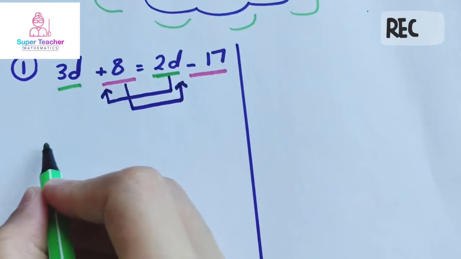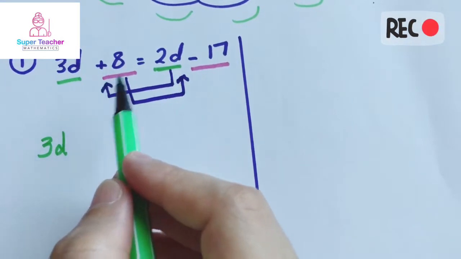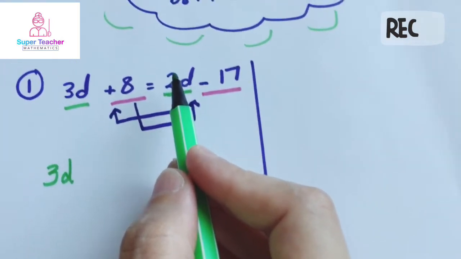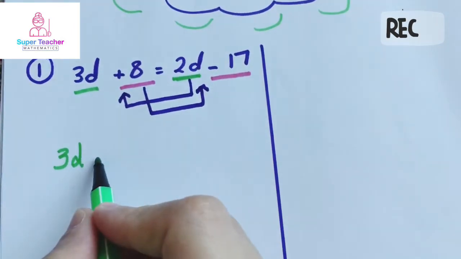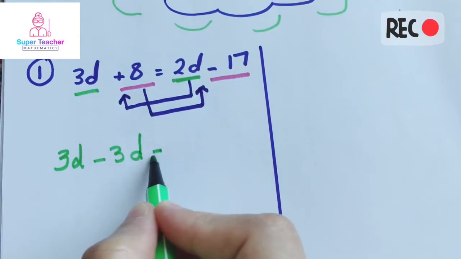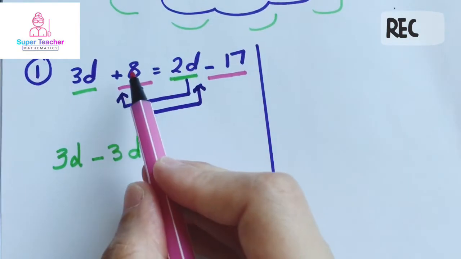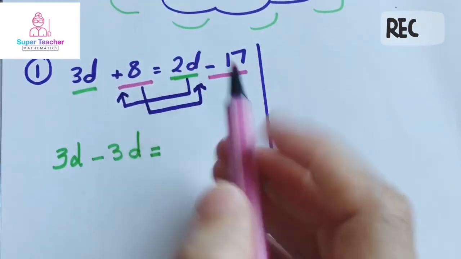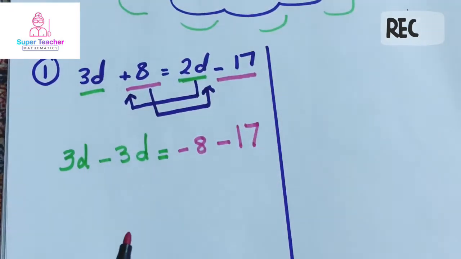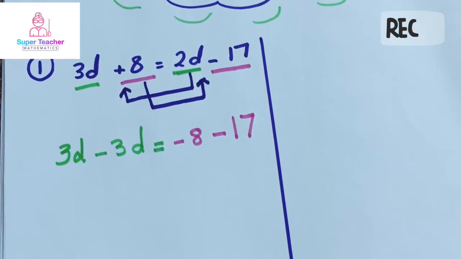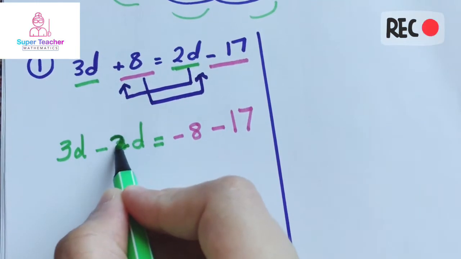So 3d, what will come to the 3d? The 2d will come to the 3d, but 2d is positive. When you move the positive over the equal it will be negative, so it will be negative 2d. Now the other side: the plus 8 will move here, it will be negative 8, and the negative 17 is already in its place, I didn't move it. Sorry, here it's 2d not 3d.